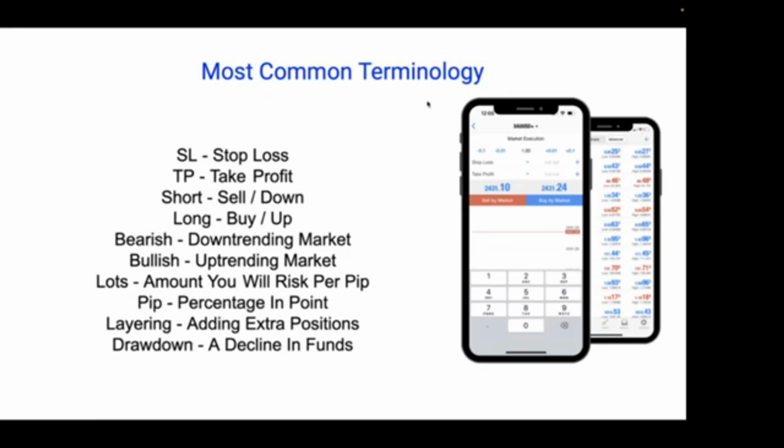Drawdown is a declining fund. So when you hear a market is in drawdown, it typically means that, let's say you started with £1,000, you might be £10, £15 in drawdown.